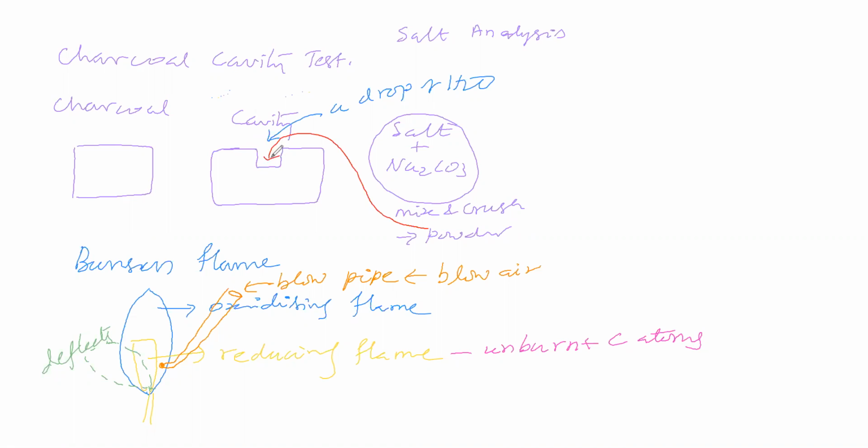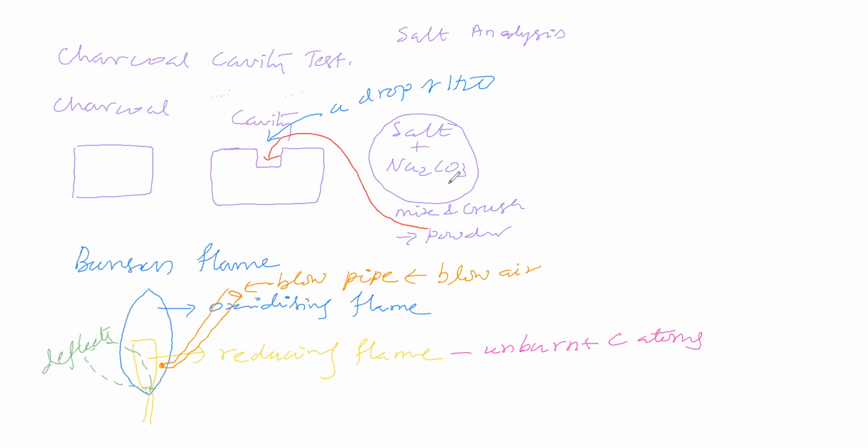So in this cavity, what have we taken? We have taken this powder, which contains salt and sodium carbonate. One drop of water is added in order to avoid spilling or escaping of the substance on deflecting the reducing flame. Now this reducing flame is deflected over this cavity, where the powder is present. Now we will see the chemical reaction.